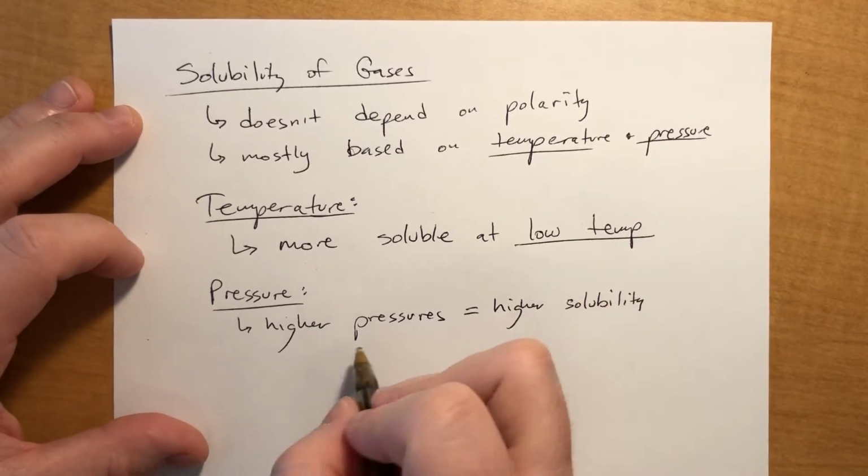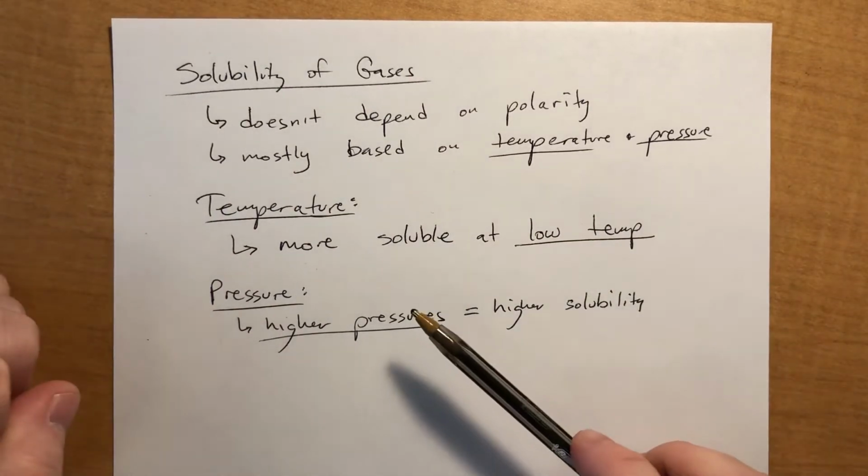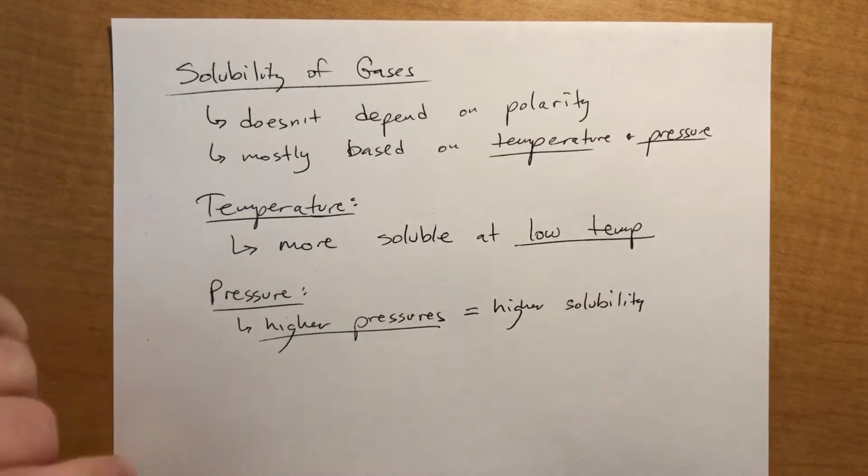So basically, if you're talking about solids, pressure doesn't matter much, but you want really high temperatures. If you're talking about gases dissolving, we want low temperatures and high pressures.